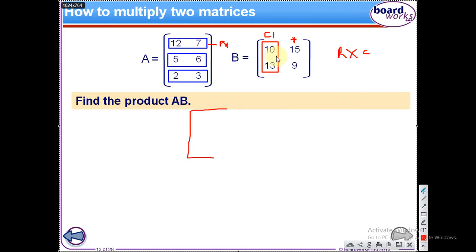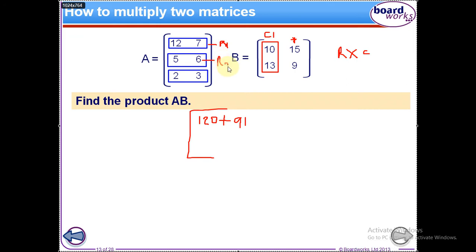Okay, so 12 times 10 plus 7 times 13. 12 times 10 is 120, plus 7 times 13, guys. I need to use a calculator there. I'm not lazy, guys. 13 times 7 is 91. So that will give us the first entry, row 1 column 1. Then you do the same thing here also. I'm through with row 1, so the next row is R2.